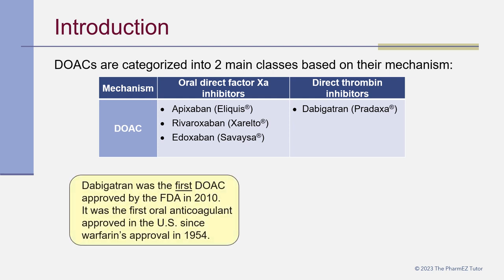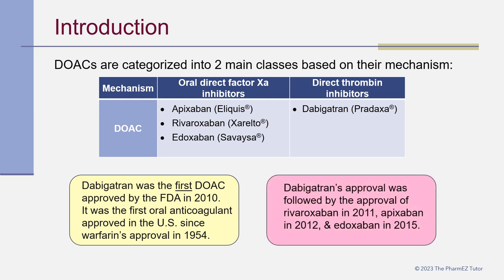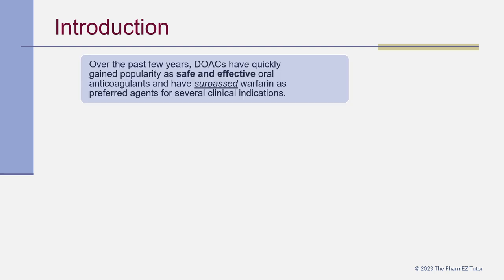Dabigatran was the first DOAC approved by the FDA in 2010. It was the first oral anticoagulant approved in the U.S. since warfarin's approval in 1954. Dabigatran's approval was followed by the approval of rivaroxaban in 2011, apixaban in 2012, and edoxaban in 2015. Over the past few years, DOACs have quickly gained popularity as safe and effective oral anticoagulants and have surpassed warfarin as preferred agents for several clinical indications.